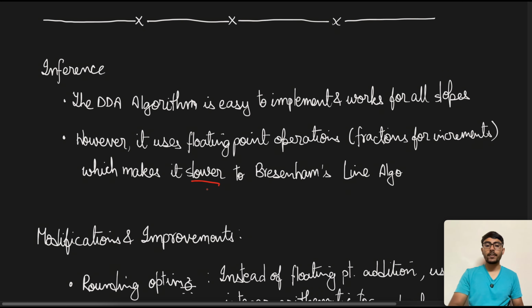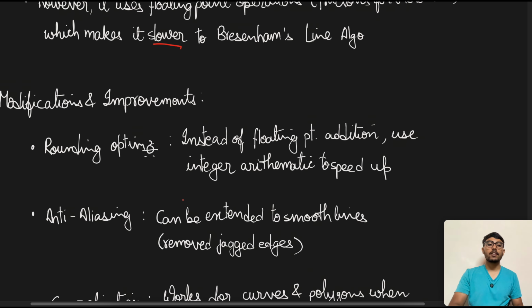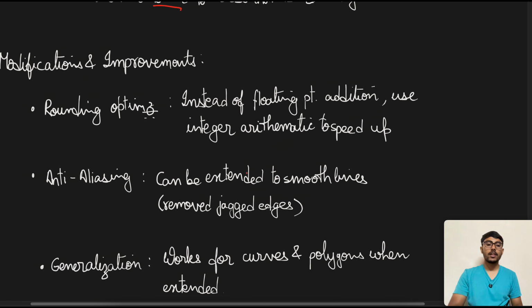Next are the modifications and improvements. For modifications, the first is the rounding off optimization. Instead of floating point addition we use simple integer arithmetic. That can also be one good way. Another important approach is anti-aliasing. This can be extended to get smooth lines and remove the jagged edges which might appear. Sometimes you might see lines like this. These kinds of phenomena won't occur in the case of anti-aliasing.